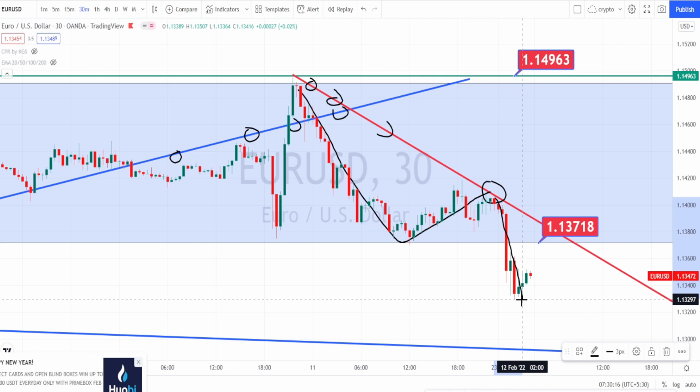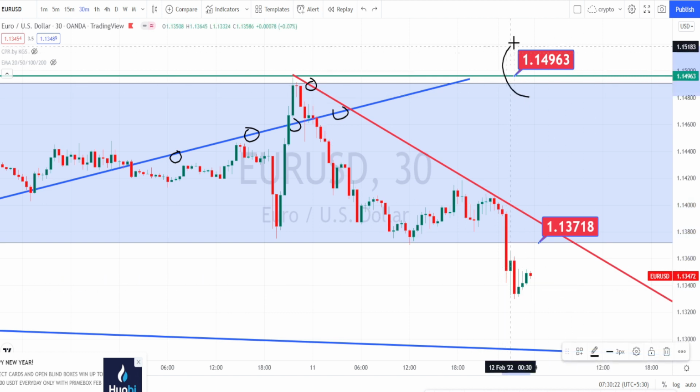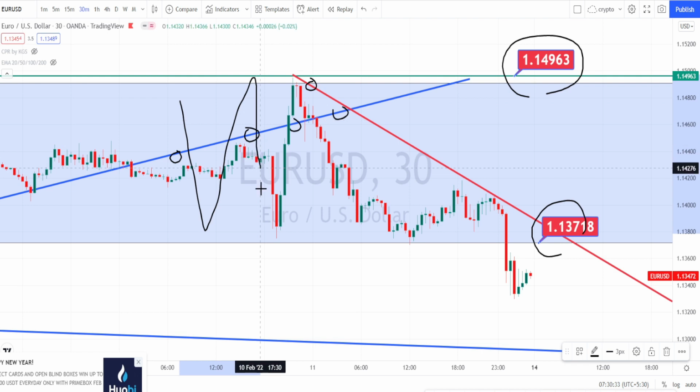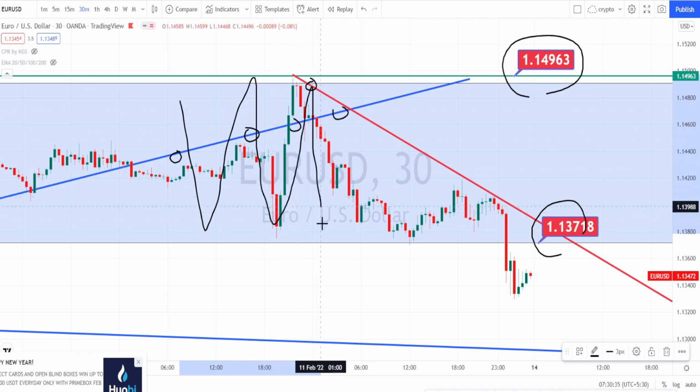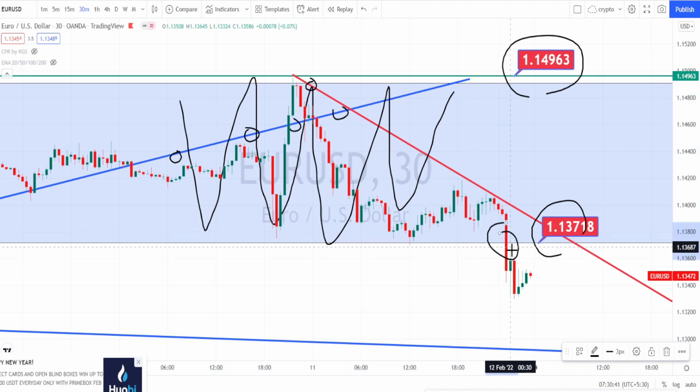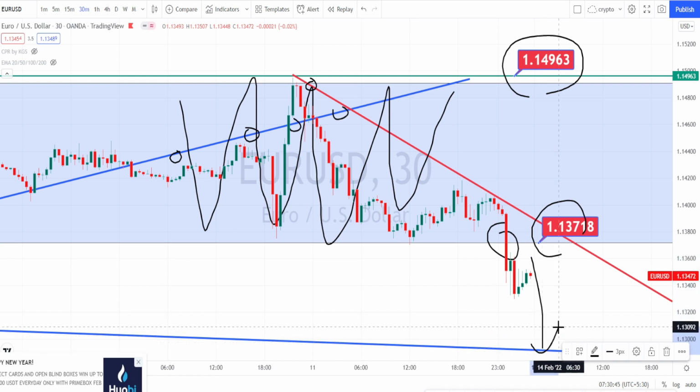This area between 1.1496 and 1.137 had been acting as a very strong resistance level. You can notice that price had consolidated within this support and resistance level, and finally it has given a breakout from this support line and it is in a very strong bearish trend.